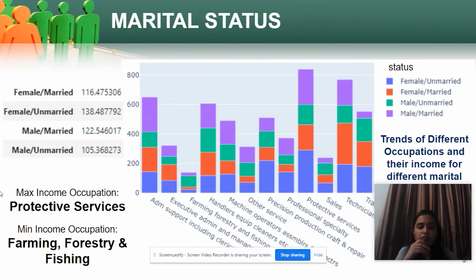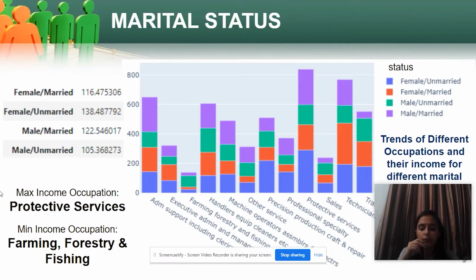Next, we had different marital status possible as per the dataset, like widow, never married, married to civilian spouse, etc. And we grouped them into four categories as male, female, clubbed with the married, unmarried to simplify our analysis. So here in the graph, we can see that on x-axis we have different occupations, and on y-axis we have the income values per hour for different status values of marriage and gender.